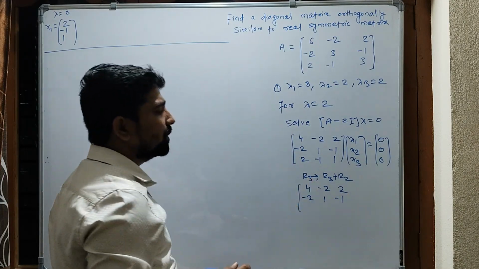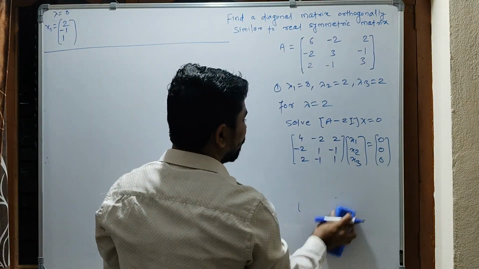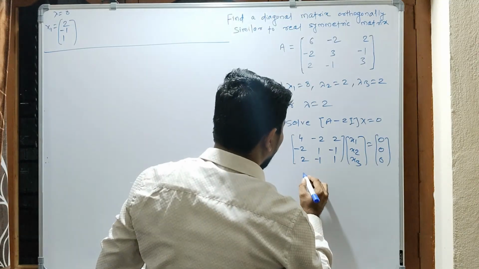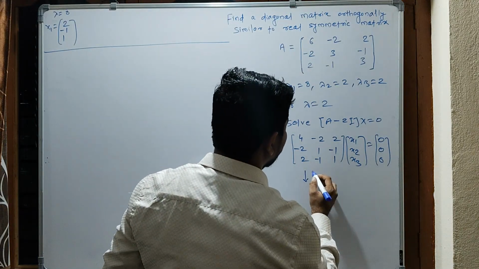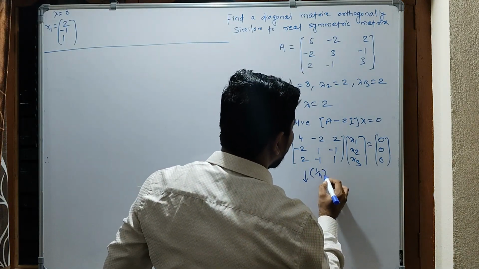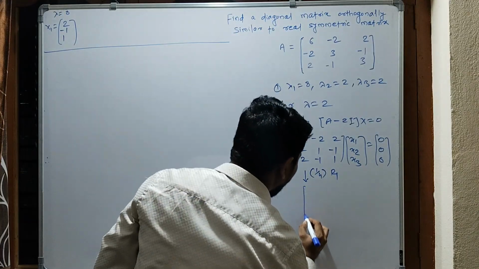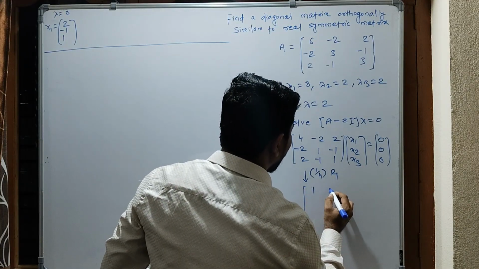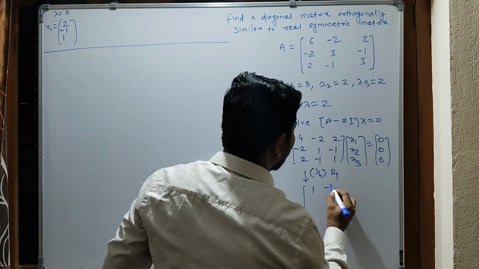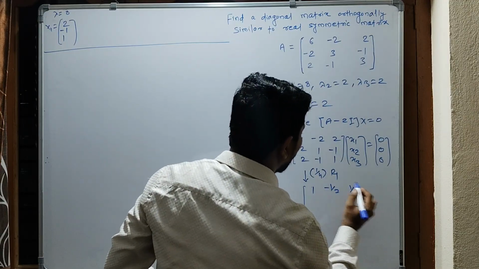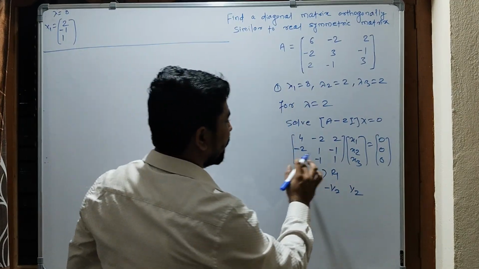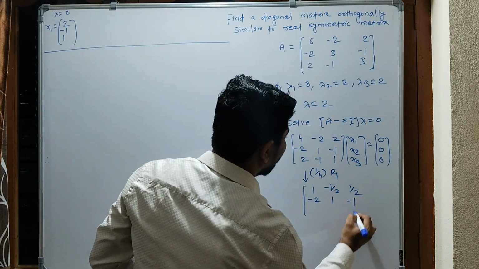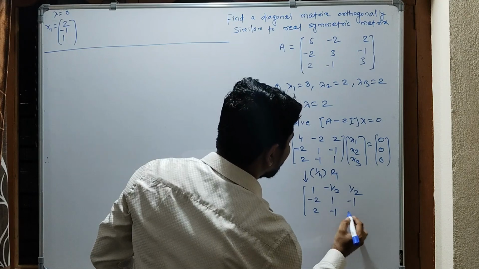So do one thing: always try to make 1 at this position. Follow the proper steps, then you will get the correct answer. Here I am dividing the entire row R1 by 4. So I am getting the matrix as 1, minus 1 by 2 and 1 by 2. No need to change the others, just write minus 2, 1, minus 1, and 2, minus 1, 1.